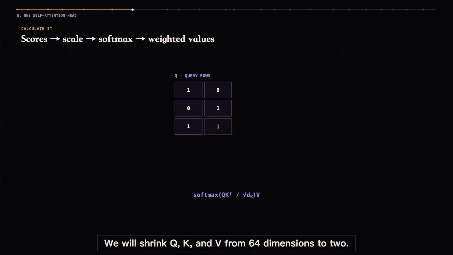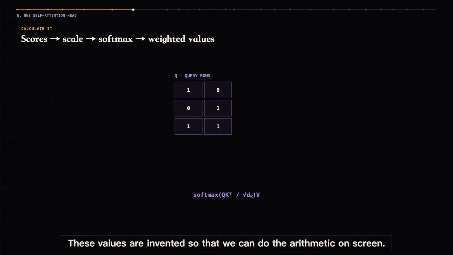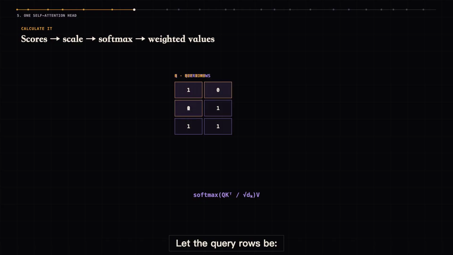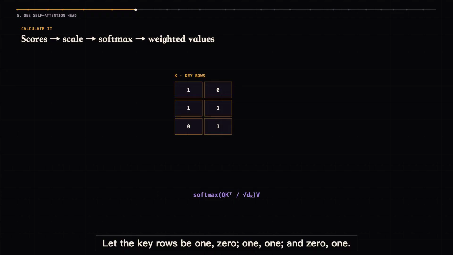We will shrink Q, K, and V from 64 dimensions to 2. These values are invented so that we can do the arithmetic on screen. They are not weights from the trained paper model. Let the query rows be: for I, 1, 0. For love, 0, 1. For AI, 1, 1. Let the key rows be 1, 0, 1, 1, and 0, 1. Let the value rows be 1, 0, 0, 1, and 1, 1.